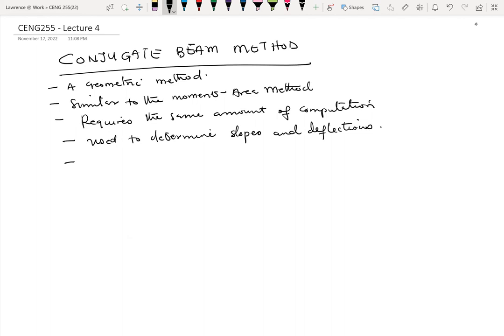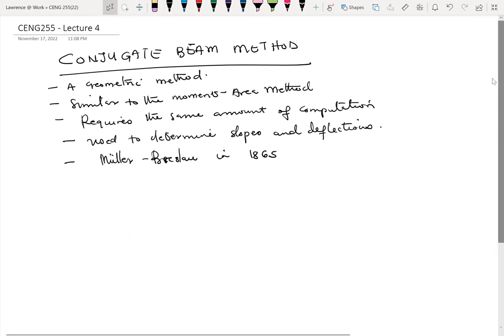I think it was developed by Muller Breslau, in one of the years around 1865, and it's been in use since. Before the advent of computers, most calculations in engineering were done by hand. So the geometric method and the conjugate beam method were developed as hand calculations to make it easier to calculate.